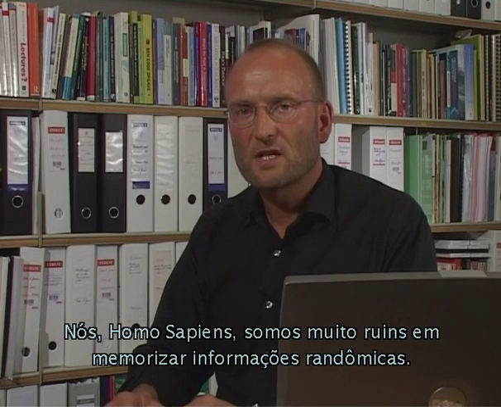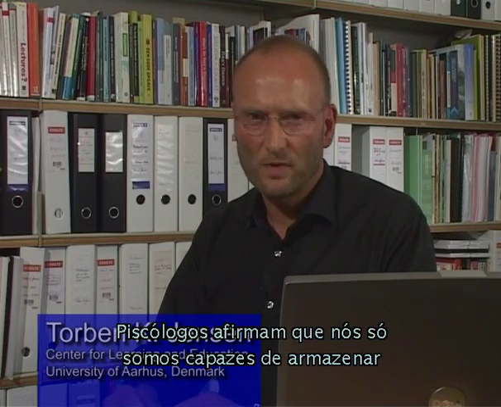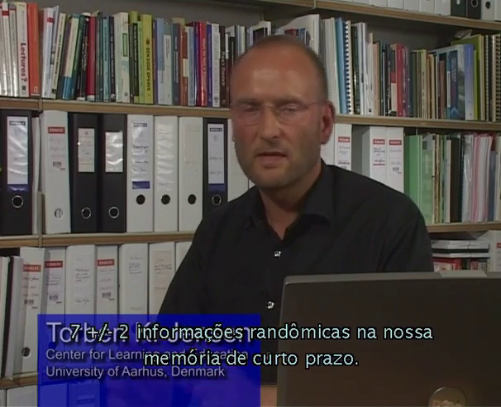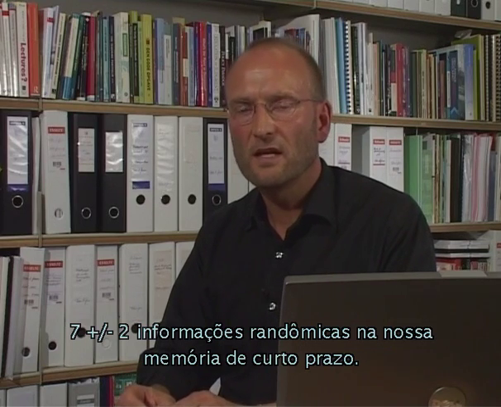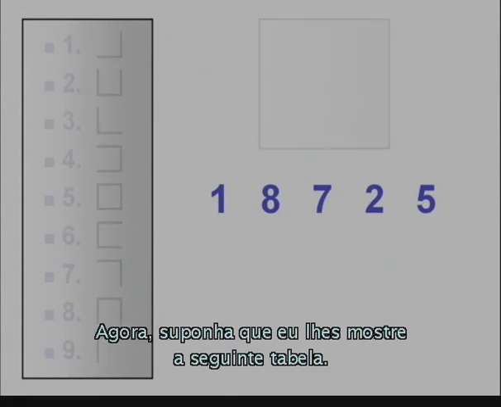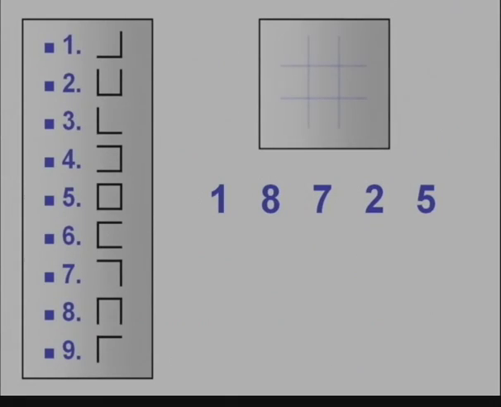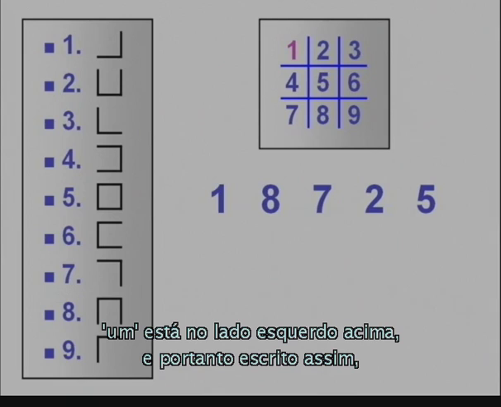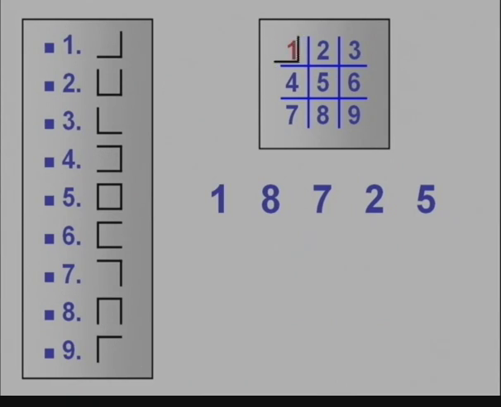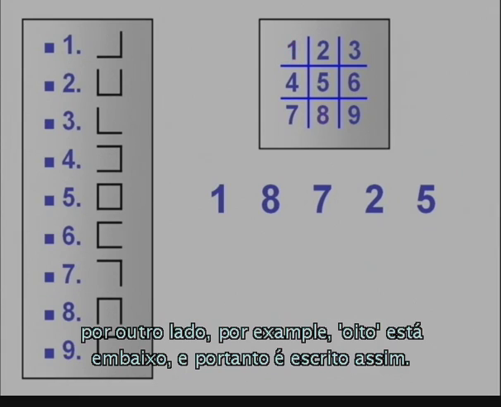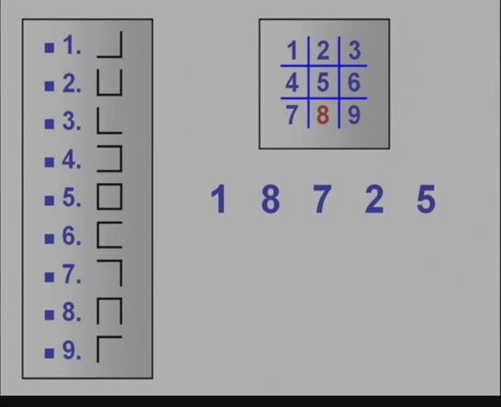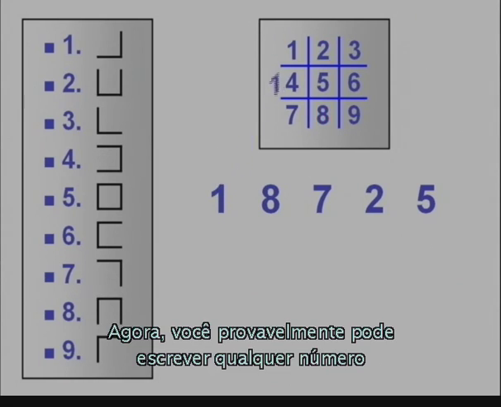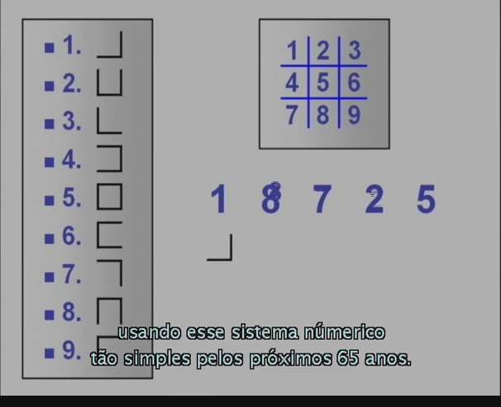We, Homo sapiens, are quite bad at memorizing random information. Psychologists claim that we are only able to hold 7 plus or minus 2 pieces of random information in our short-term memory. Now, suppose I showed you the following grid. As you can see in this number system, 1 is at the top left corner, and hence written like this, whereas, for example, 8 is at the bottom, and hence written like this. Now you can probably write anything using this silly number system for the next 65 years.